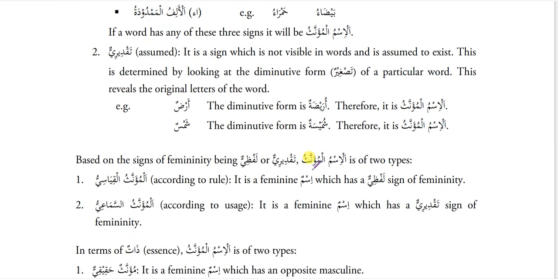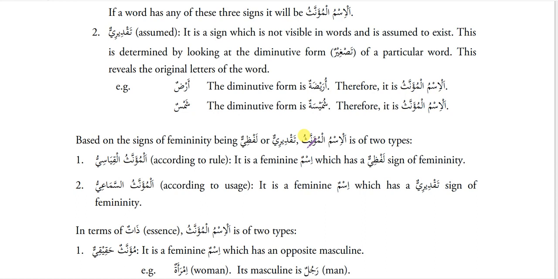Now we have taqdiri. Taqdiri means a word in which no sign of muannas is visible in the word itself. We assume that this is muannas. It is a sign which is not visible in words and it is assumed to exist. This is determined by looking at the diminutive form tasgir of a particular word. This reveals the original letter of the word. So Arjun is actually Uraizatun. So Uraizatun is a muannas word, so that's why Arjun is muannas. Shamsun, its diminutive form is Shumaisatun. Shumaisatun is muannas, so its original form Shamsun is also muannas.